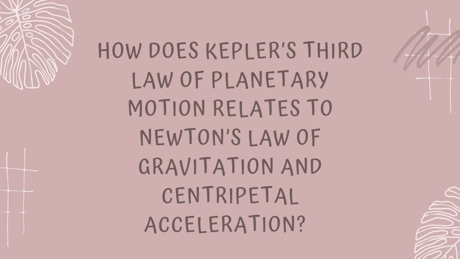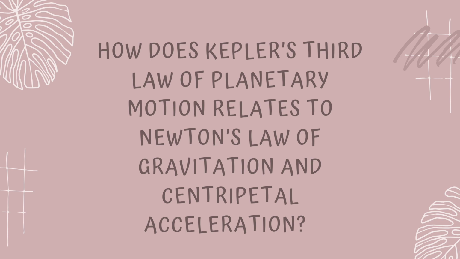You can actually use Newton's law of gravitation and the concept of centripetal acceleration to derive Kepler's third law. When we set the gravitational force equal to the centripetal force required to keep the planet moving in a circle, we find that the square of the orbital period is indeed proportional to the cube of the orbit's radius.